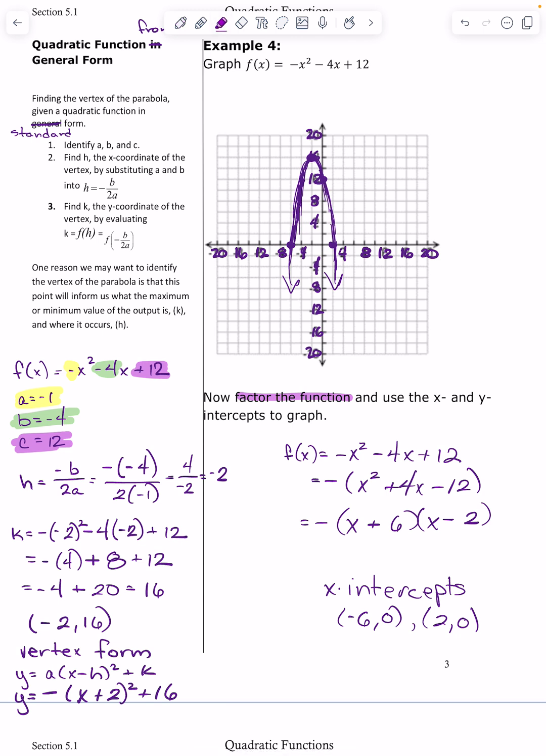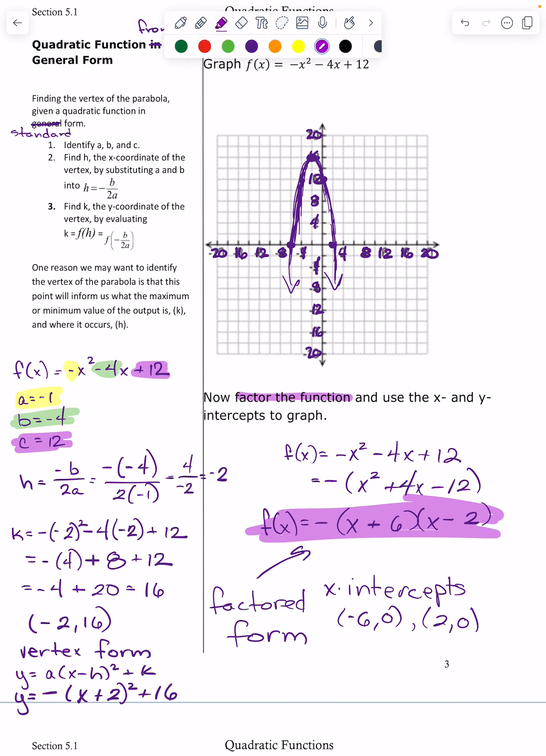So we have factored form. And we have vertex form, which we got all from standard form. You know what I mean.